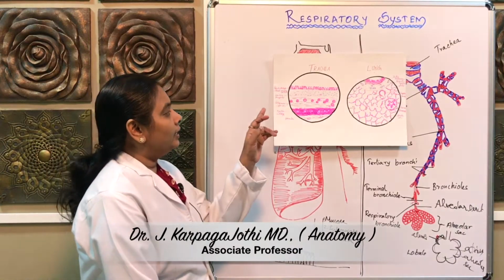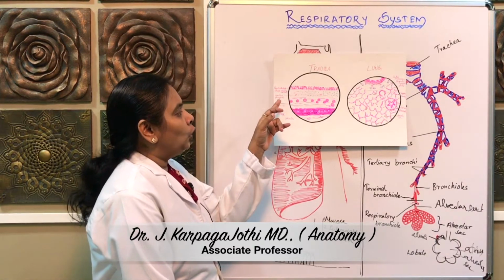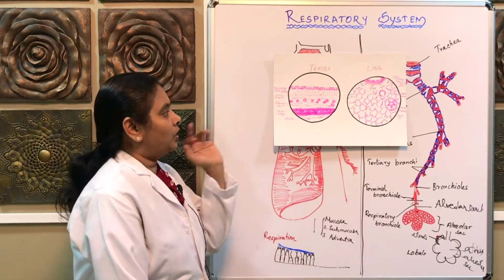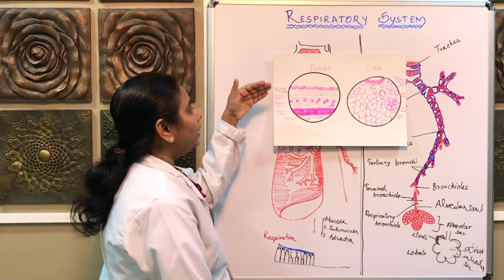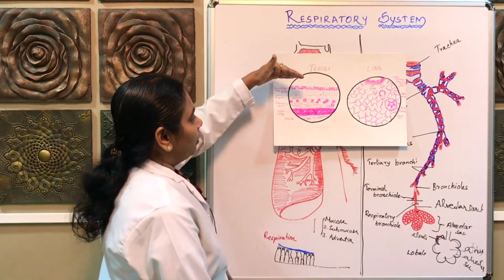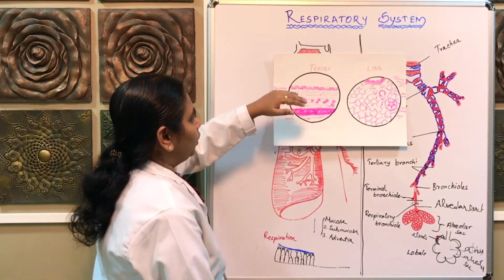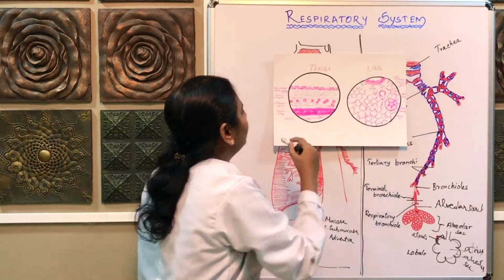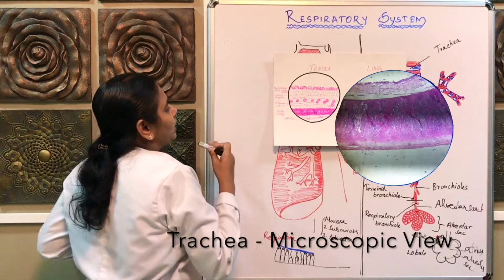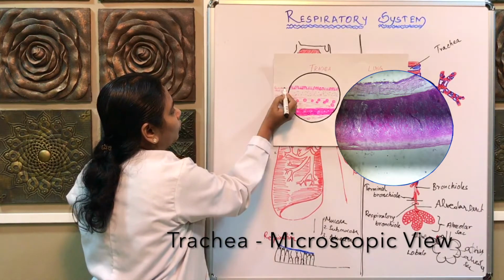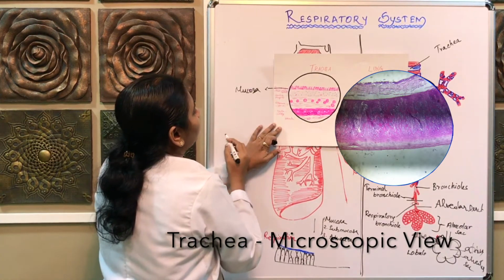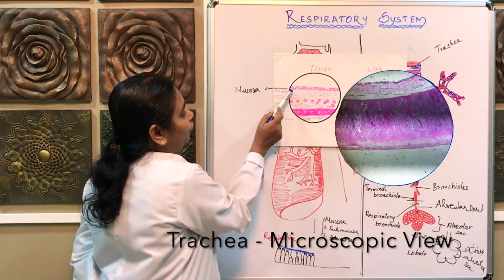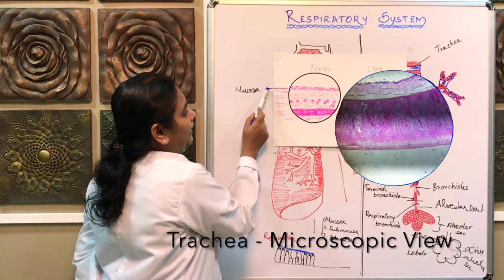So the trachea is the first part of the lower respiratory tract and it is the conducting part of the respiratory system. As a tube, it consists of the following layers from the inner lumen to the outer. So this is the trachea. From the lumen to the outer surface, the first one is the mucosa. So this is the mucosa.